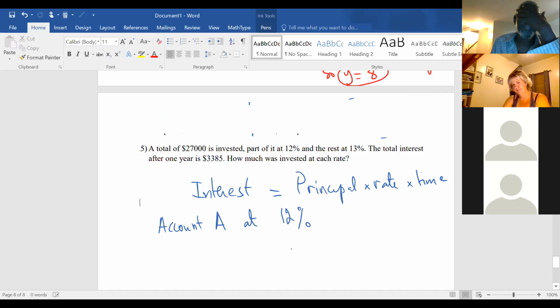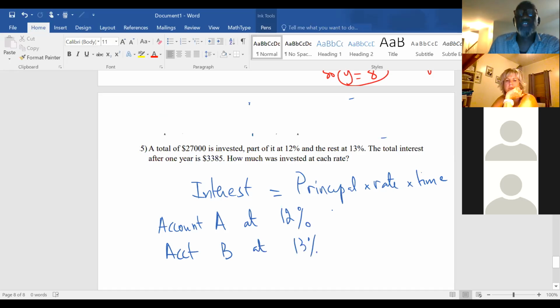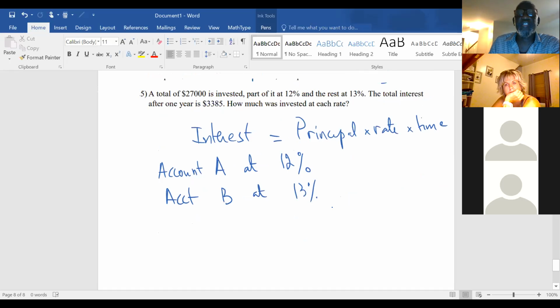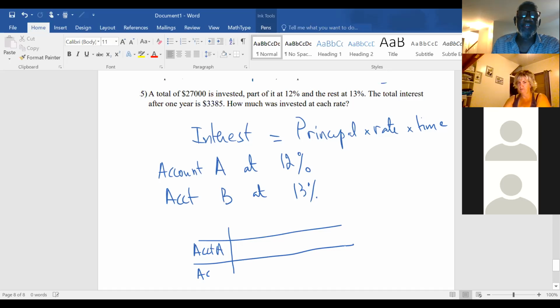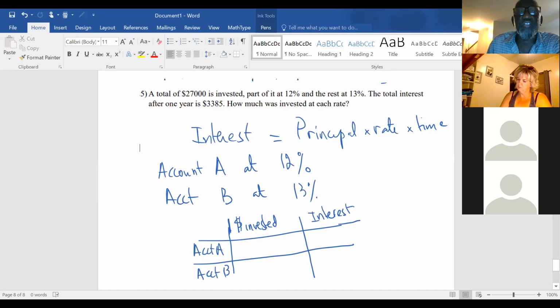Account A is at 12%, and account B is at 13%. We're going to organize ourselves the same way we did before. Here we put account A, and here account B. And here we'll see the money invested, and here's the interest. If you organize it this way, it becomes easy.